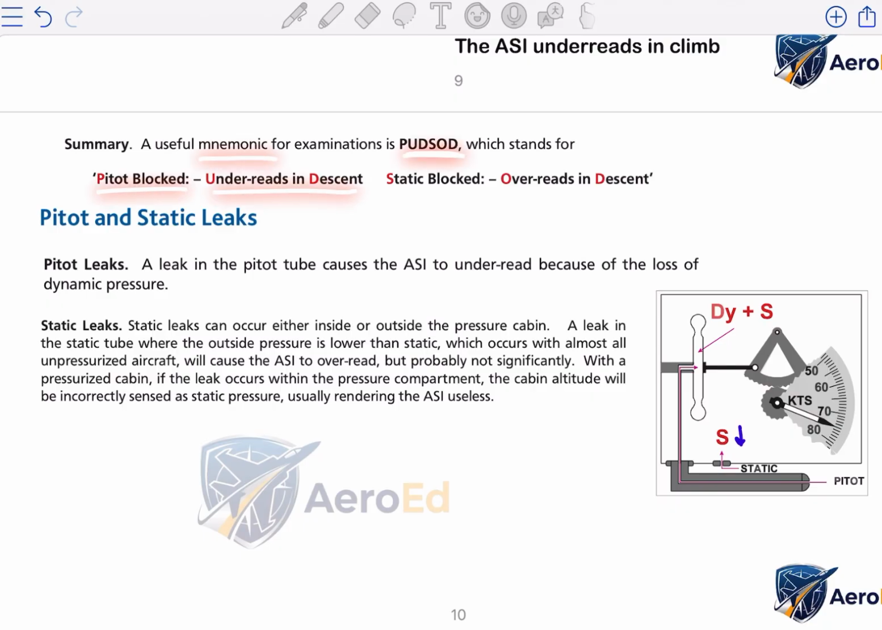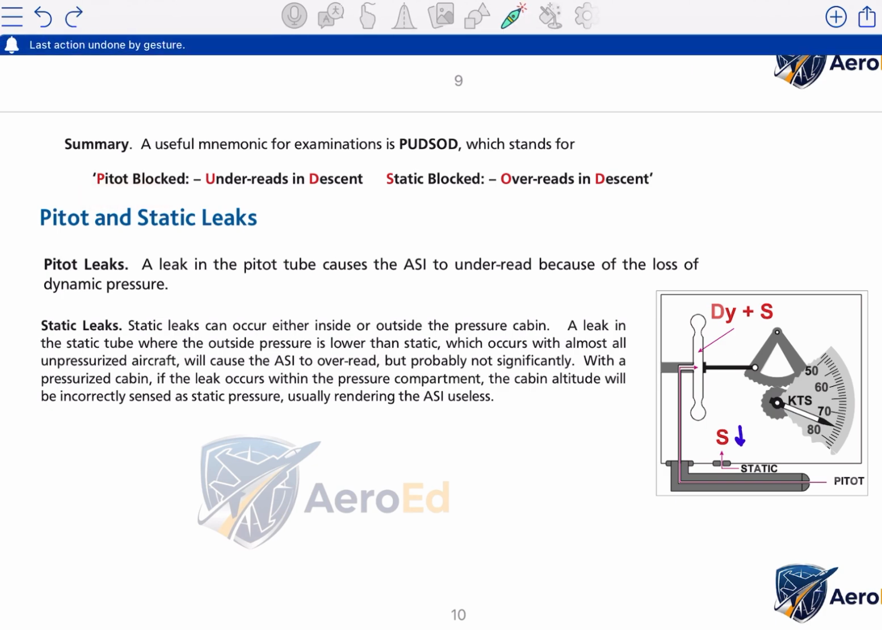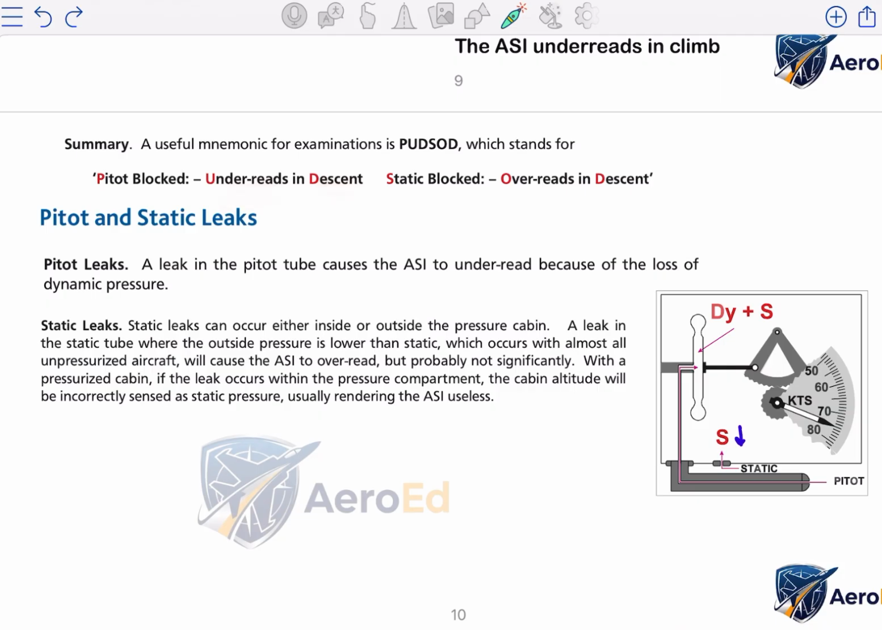So there is a mnemonic in the book, which is PUT sort. Pitot block underreads in a descent and static block overreads in descent. By this mnemonic, you can solve the questions in very less time. When the pitot is blocked and the aircraft is descending, it underreads, and when the pitot is blocked and the aircraft is climbing, it overreads. When the static is blocked, it overreads in descent, and when static is blocked, it underreads in climb. So it is a very good shortcut for you to solve the questions in very less time. Alright. So next we're gonna study about pitot and static leaks.